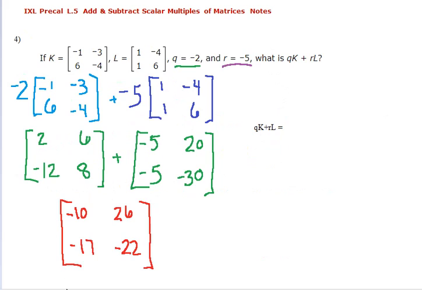So did you guys get this as your final matrix? Hopefully you did. So we multiplied this matrix by negative 2 and got this matrix right here. And then I multiplied the matrix L here by negative 5 and got this matrix here. When I add the two of them together, this is what I got right there. Hope that's what you guys got too. If not, one of us has a problem. And hopefully it's not me.